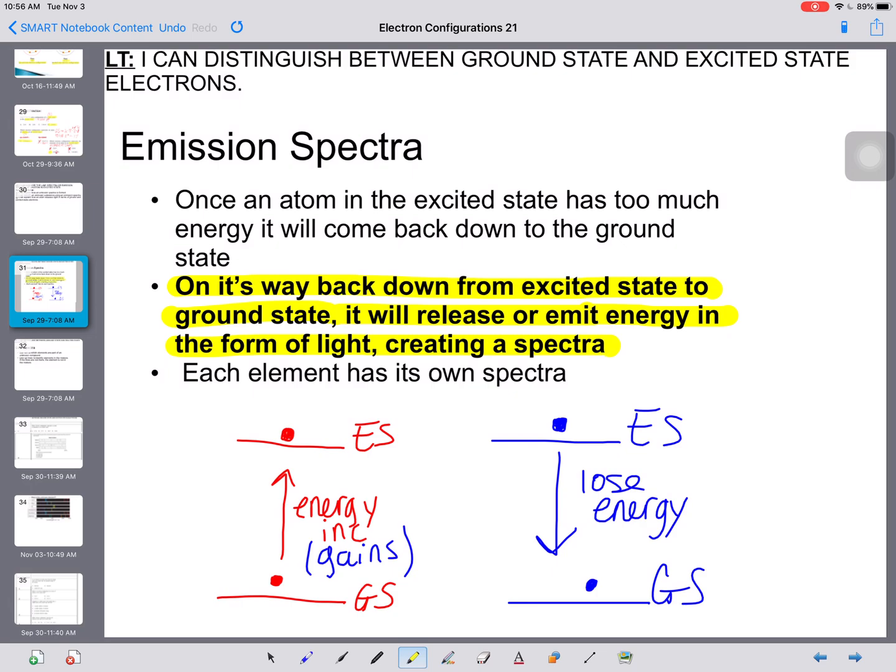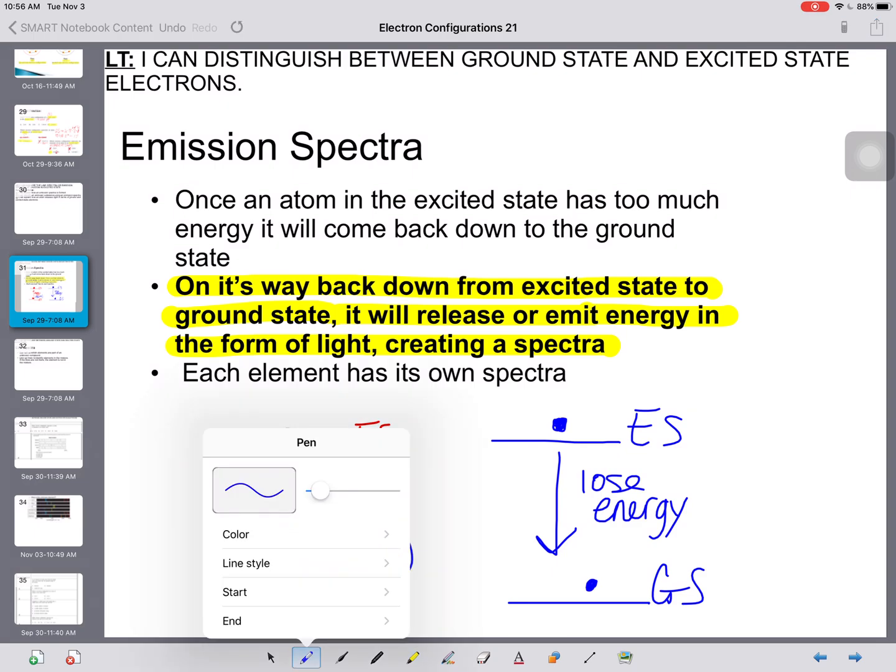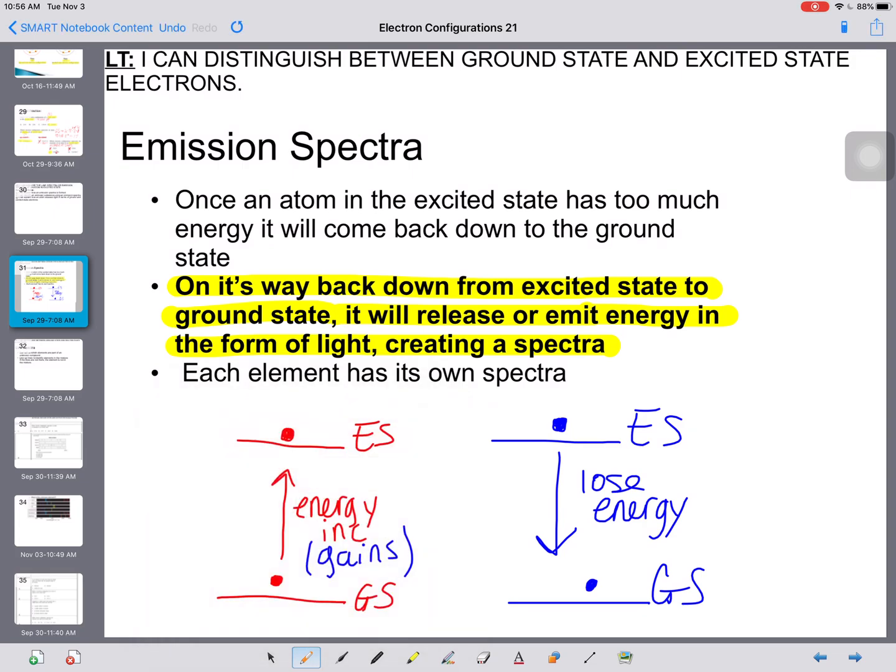Again, energy is never created or destroyed. So that energy that it's losing or emitting as that electron's coming back down has to be released somehow. So it is released in the form of light. So that energy is released, and we call it light or a photon.